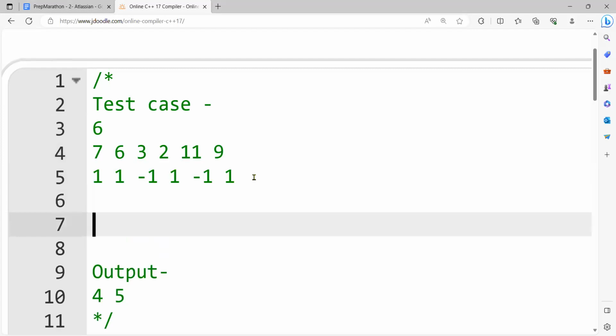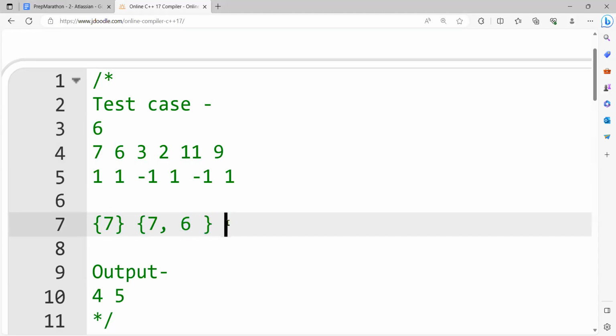Now what is happening? 7 is moving right, so we'll push that in my stack. My stack has 7 at the moment. Now I'll go to the next ball, which is 6. 6 is also moving in the right direction, so I'll push that into my stack. You can assume this last element to be present at the top of the stack.